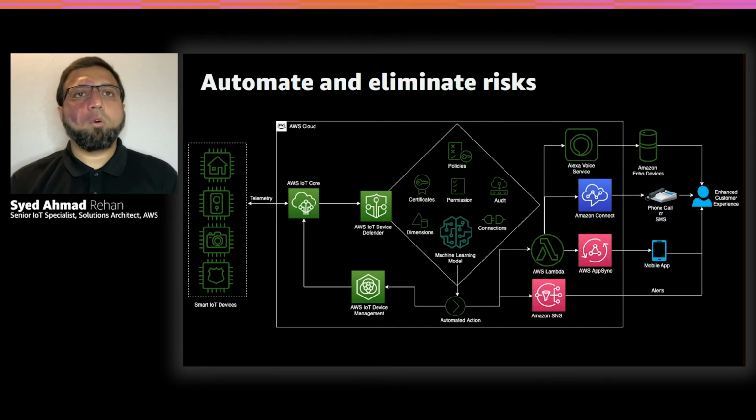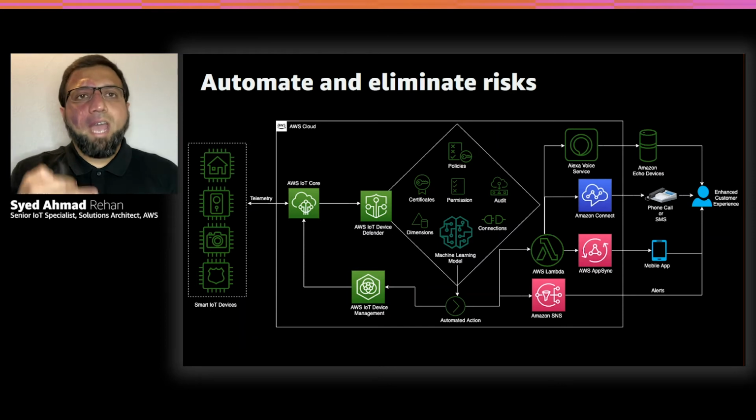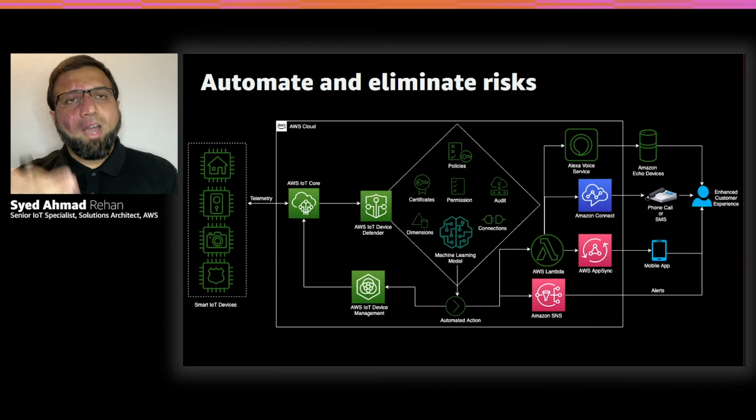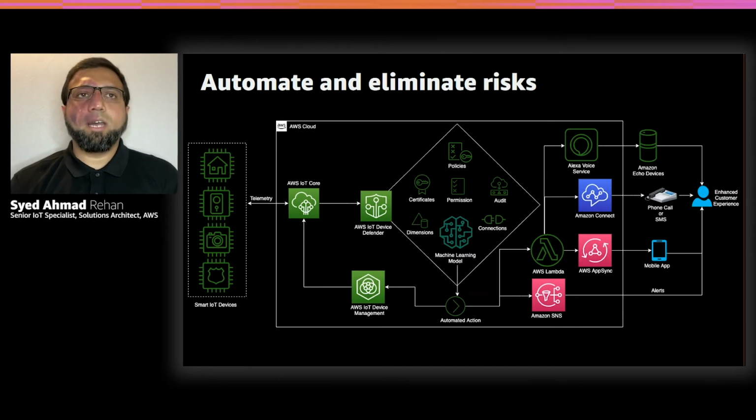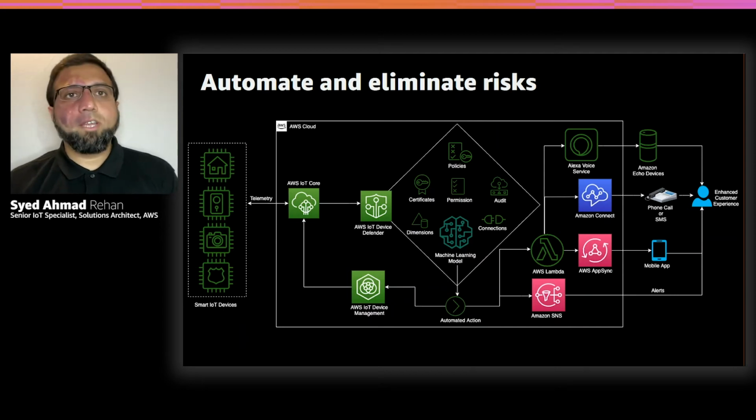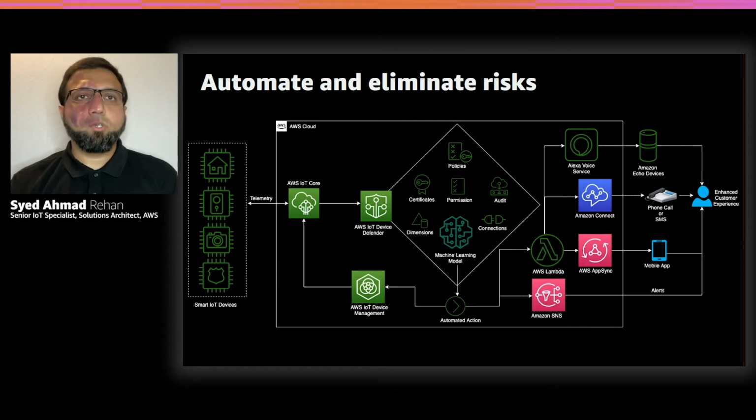This machine learning model works in the background for you, understanding the data coming into Device Defender. It can take actions based on the mitigation action, and for the violations of the devices that it creates, you can send notifications to the user in multiple forms. You can send it to Alexa as part of the information to the user to say somebody is trying to break into your door, or you could invoke a call using Amazon Connect or a text message to say, please look at your cameras, there might be some issue here.